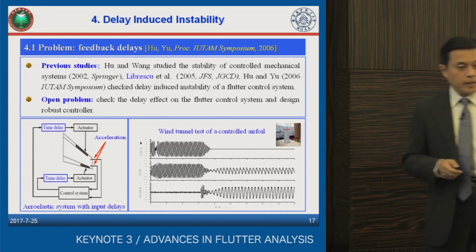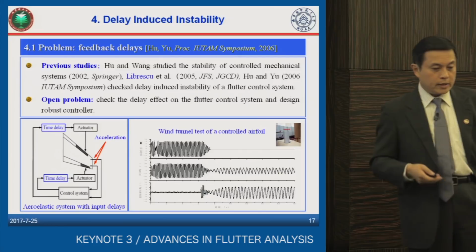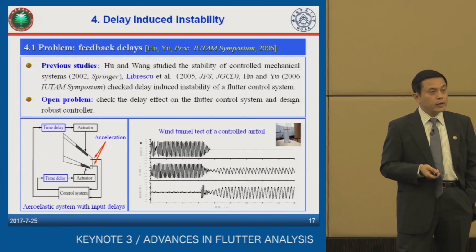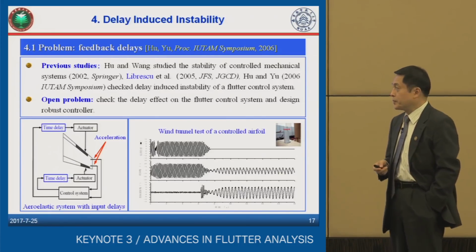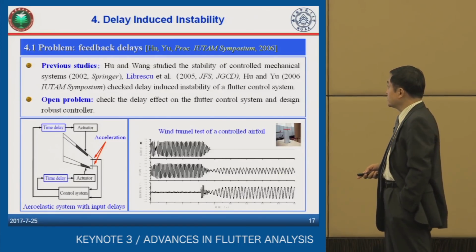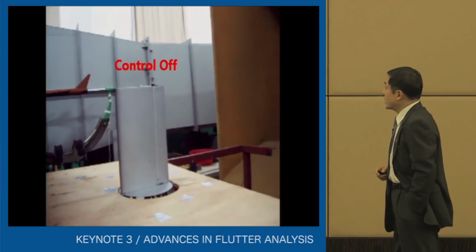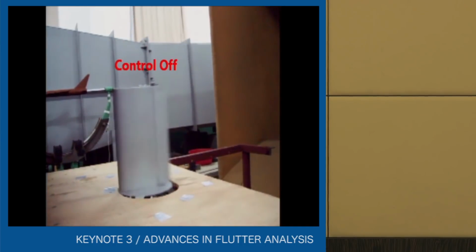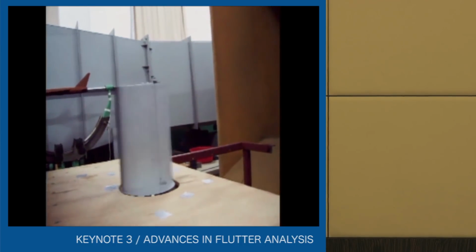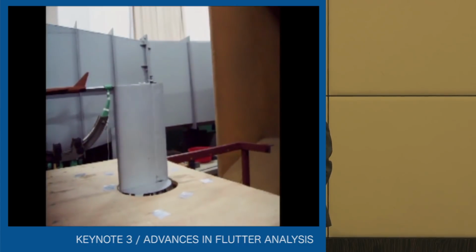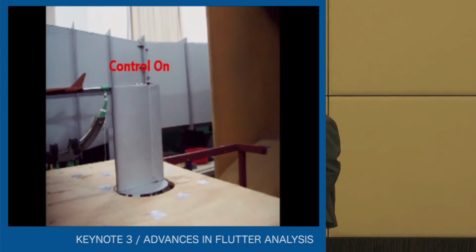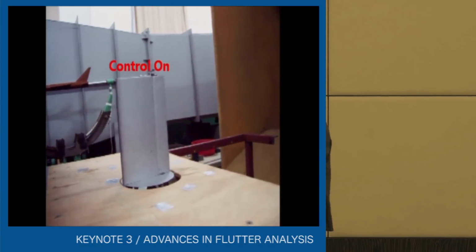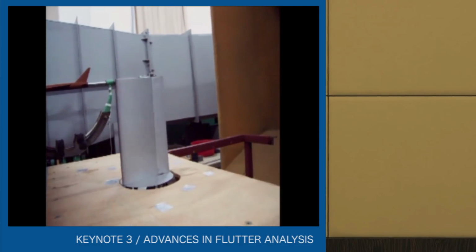A PhD student of mine did a wind tunnel test of a two-dimensional wing section. And he found a very strange phenomenon. I can show you the result like this. In the very beginning, we switched off the control. Then, with an increase of the flow speed, you can see the wing oscillate very severely. Then we switched on the control. Then the flutter should be suppressed. However, we still have some oscillation.